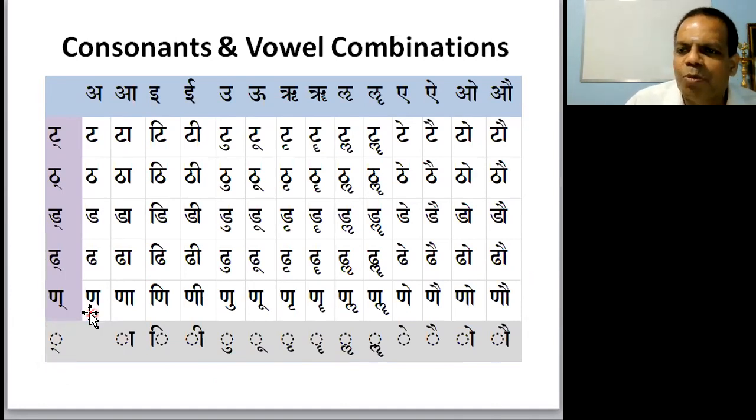The nasal one should be easy for most of you. It is the thicker na, with the tongue pointing up. Na, ni, nu, nr, nl, ne, nai, no, nau.